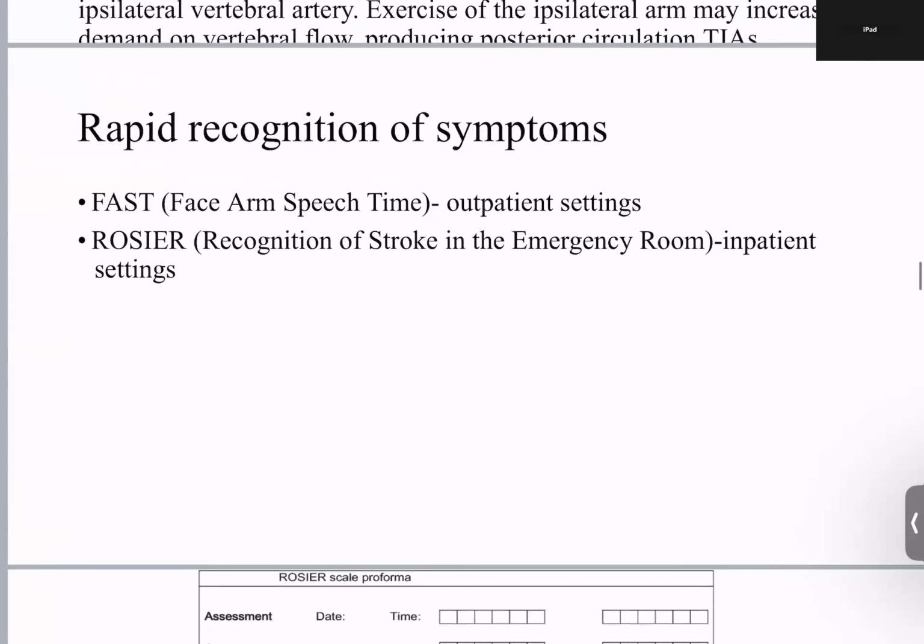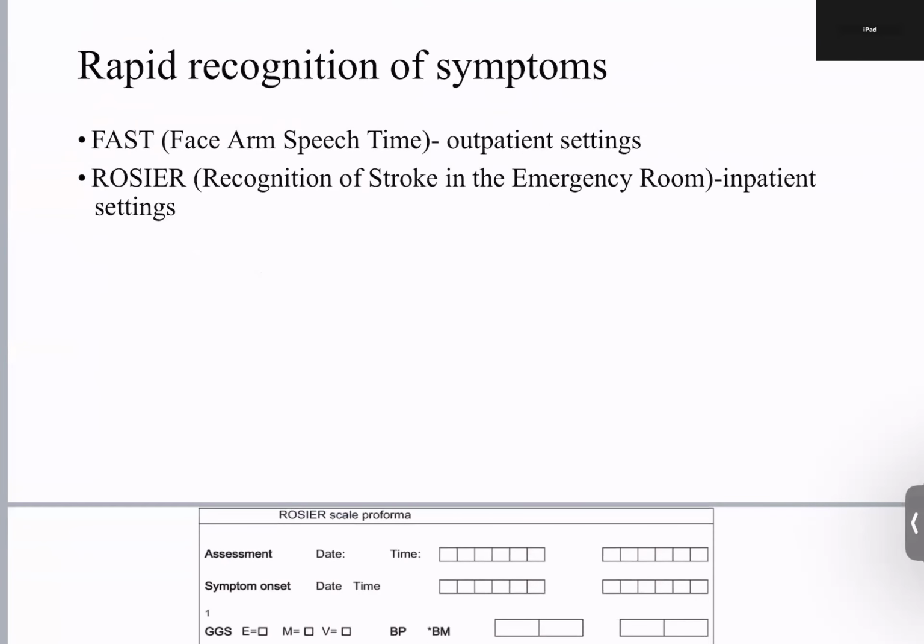So shall we move on to evaluation and management, sir? Yeah, continue.